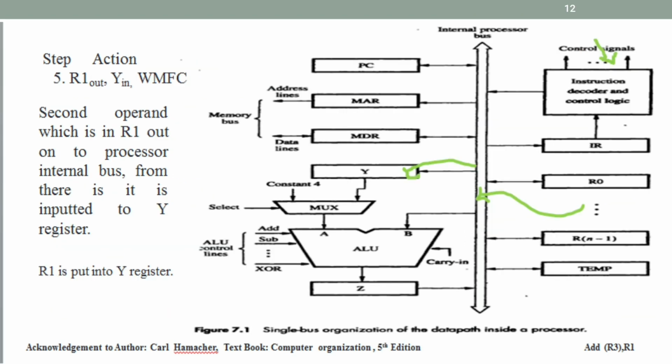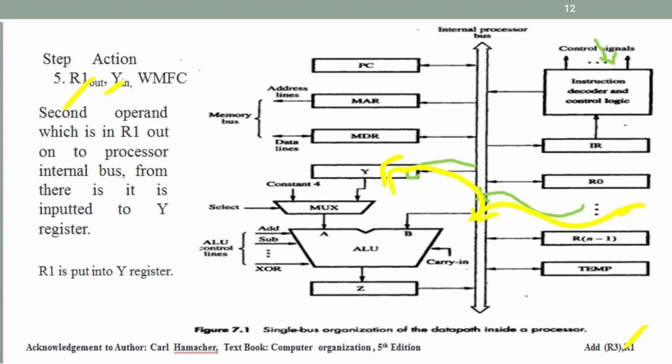Okay. Next, the fifth step of the control sequence. In that, the first control signal is R1 out. So R1 is here. R1 out means, in the instruction, R1 holds the second operand. So that will be put onto the internal processor bus. Next, Y in, so that will be saved in the Y register. So the second operand will be in Y.